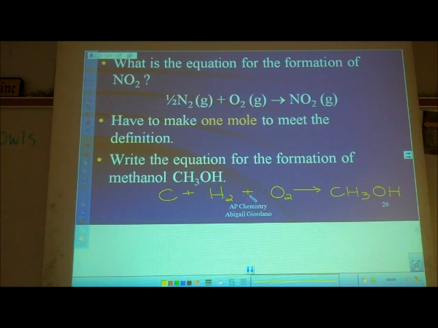So how do I fix these coefficients back here? A 2 and a 1/2. Okay? That is the equation for the formation of 1 mole of methanol. Okay?